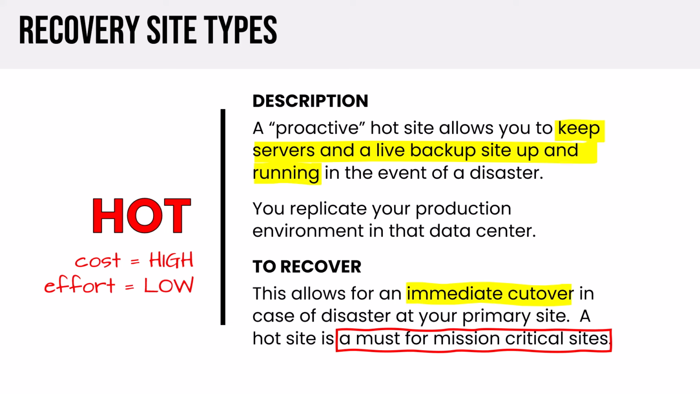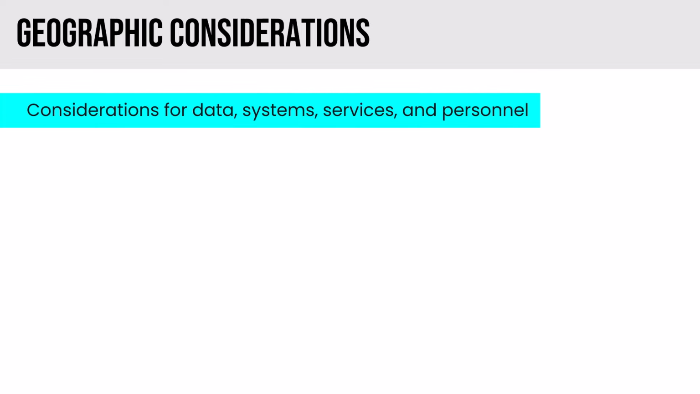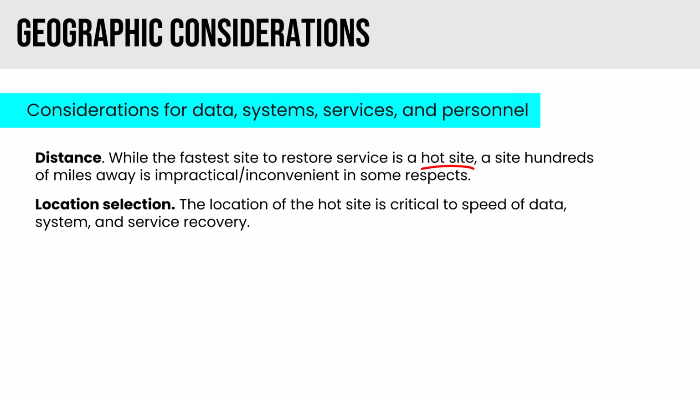The last item on the discussion list for site considerations are geographic considerations for our recovery sites. We need to think about our data, systems, services, as well as the personnel who will execute the recovery operation. So distance is certainly a concern. And while the fastest site to restore services is a hot site, a site hundreds of miles away is sometimes impractical or inconvenient in some respects. But location is important. The location of the hot site is critical to the speed of data, system, and service recovery. Now, the considerations for personnel may vary because we can often work remotely.